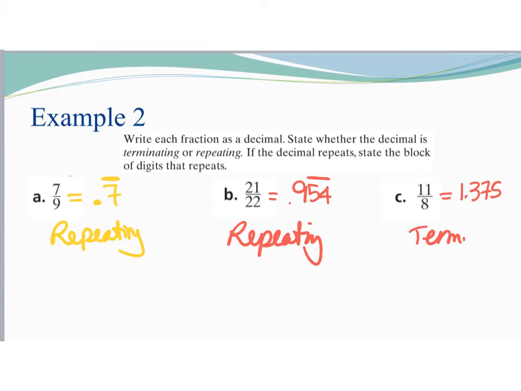Now, in our directions, it says if the decimal repeats, state the block of digits that repeat. So my repeating portion of this decimal here in part A is actually 7. The repeating portion in part B would be the 5-4, that's the repeating block, and then C terminates, so it does not have a repeating block.